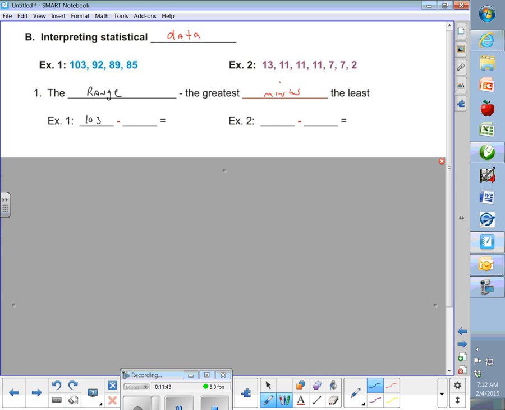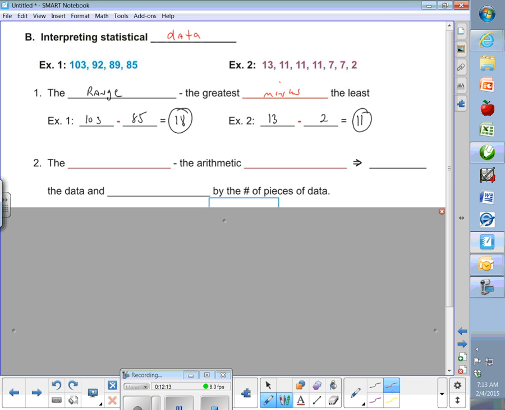What's the smallest number? 85. And so we're just going to subtract. And so the range is 18. If you look at data set two, what's our greatest piece of data? 13. Our smallest is 2. What's the range of that data? It's 11. It just depends on what the data is. Numerical data is going to have a range. If it's not numerical data, it won't have a range.